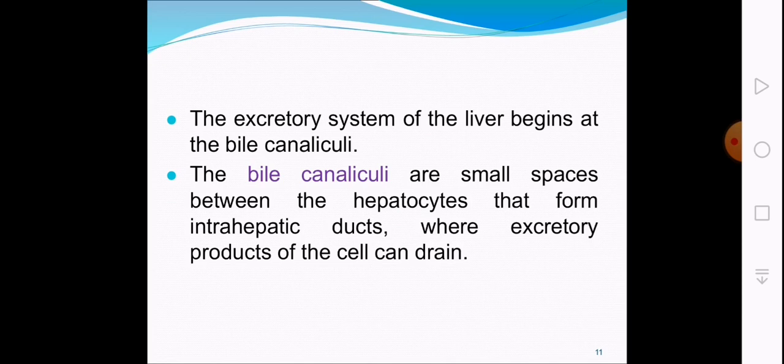The excretory system of the liver begins at the bile canaliculi. The bile canaliculi are small spaces between the hepatocytes that form intrahepatic duct via excretory products of the sulcan drain. يعني الليفر عنده سيستم معين بيسموه الاكسكريتري سيستم، ده مسؤول من الاكسكريشن اوف ذا بايل. بيبدا في الاري اسمها البايل كاناليكولاي، والبايل كاناليكولاي دي عباره عن سمول سبيسز موجوده بين الهيباتوسايت، والهيباتوسايت دي الخلايا الموجوده في الليفر. يعني الكاناليكولاي بتكون لنا الانترا هيباتيك دكت، والانترا هيباتيك دكت بعدين في النهايه بيعمل لنا دريننج في البايل دكت.